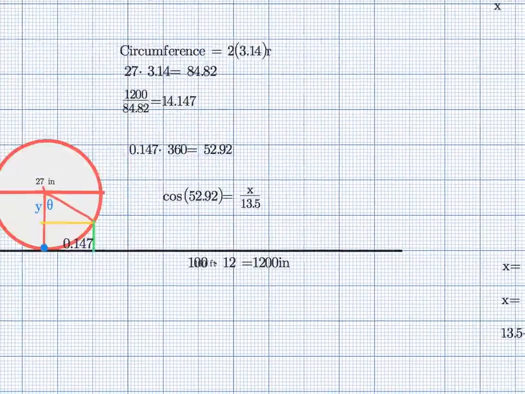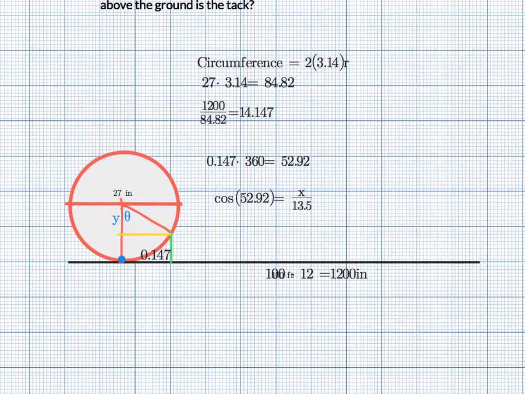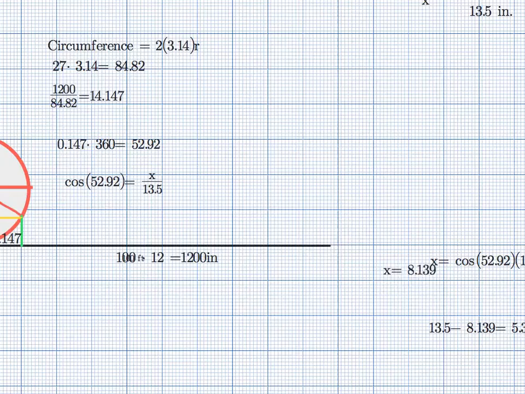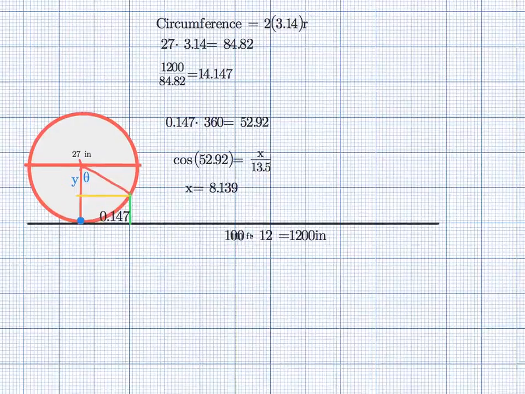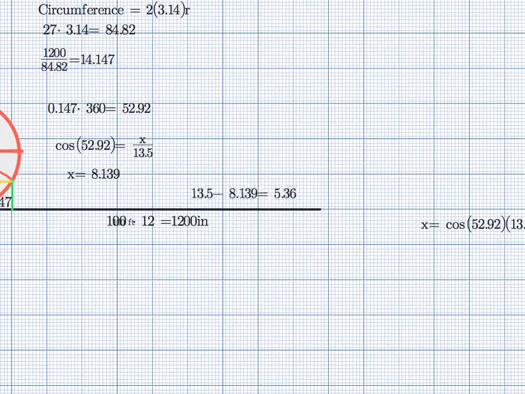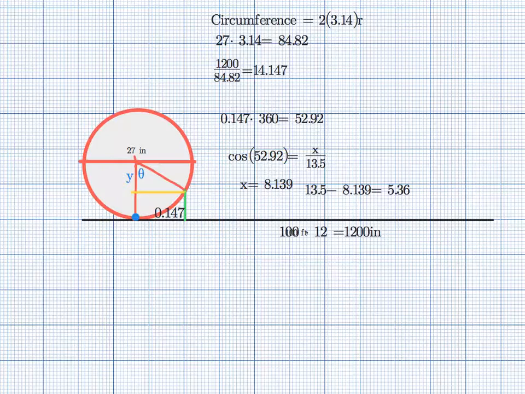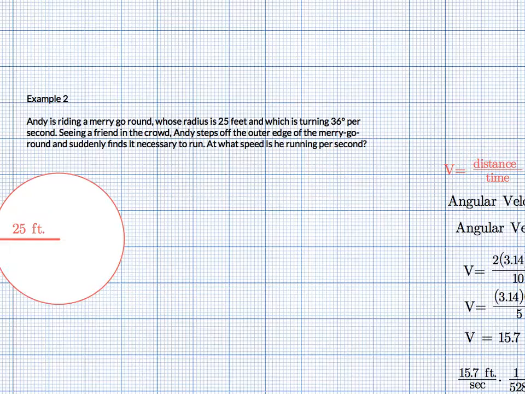So once we do cosine of theta, so cosine of 52.92 degrees equals x over 13.5, we get x to equal 8.139. That means once we subtract this from the radius, which would be the entire line, we would get our height right here is 5.36 inches. So that would be the height of where the tack is. Example one is done. On to our second example.